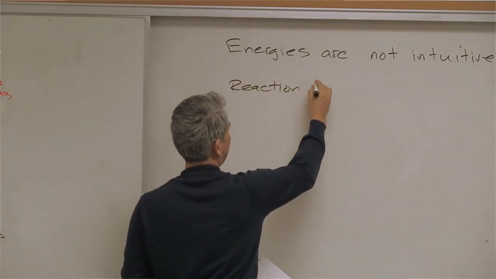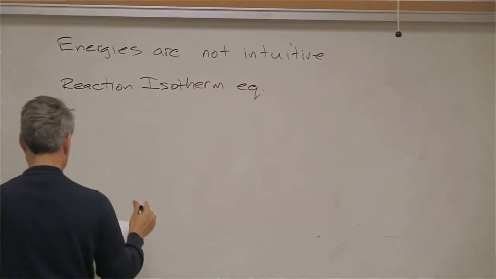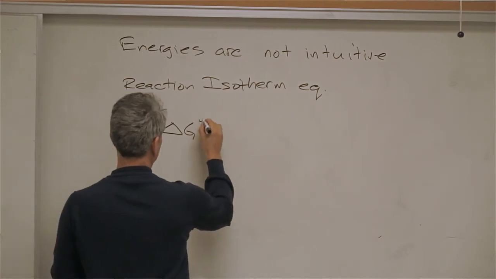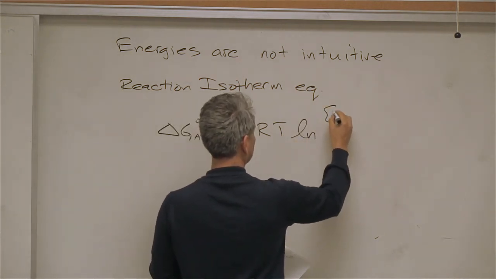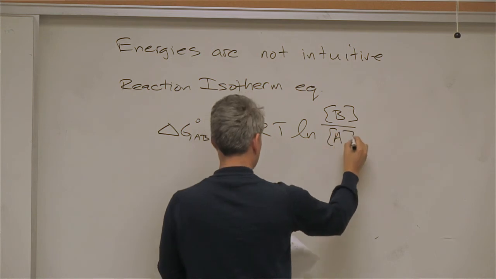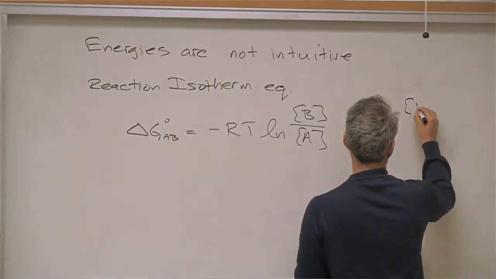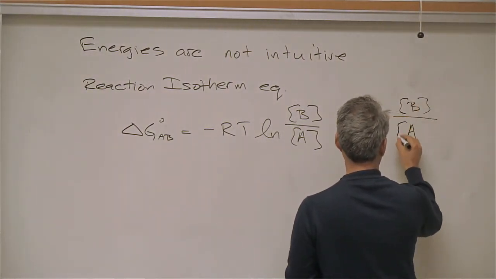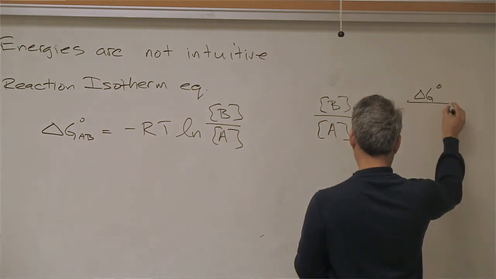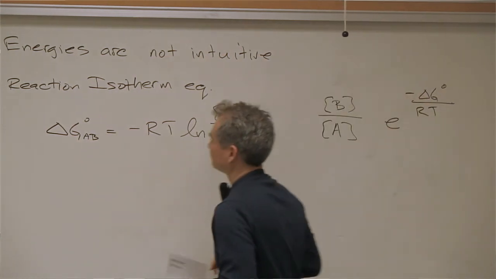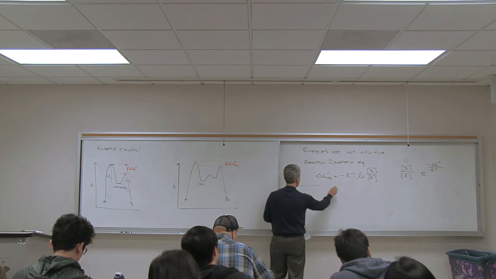Let me just remind you of something called the reaction isotherm equation. Looks like this, where you take products over reactants. And you can rearrange this. I'm positive you all know how to rearrange this mathematically. This is the same equation, just rearranged in terms of this concentration difference. So you all know the reaction isotherm equation, I hope. Here's the problem with that.